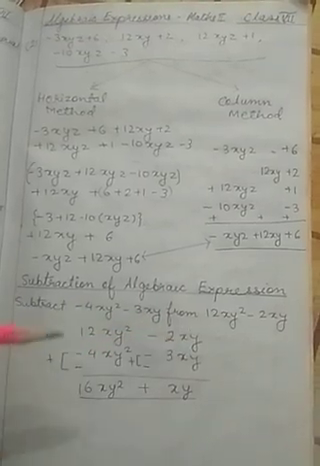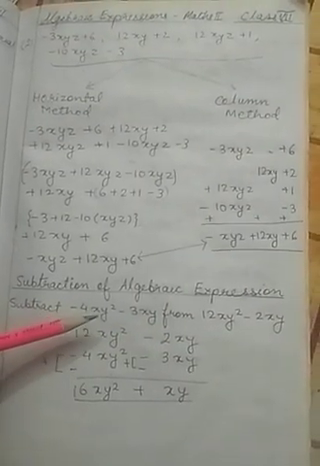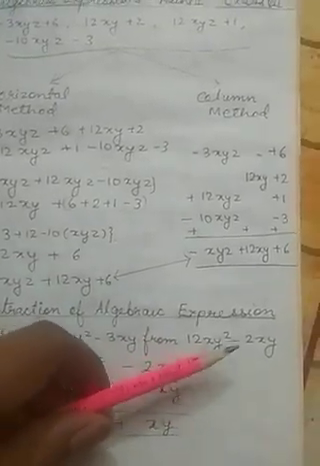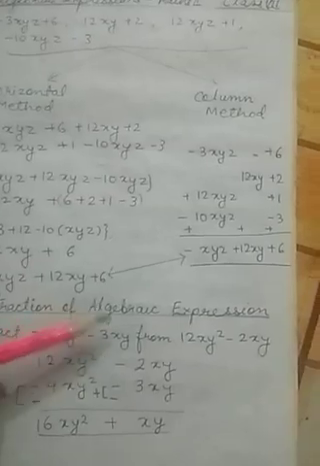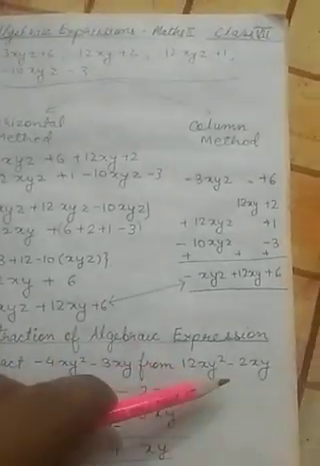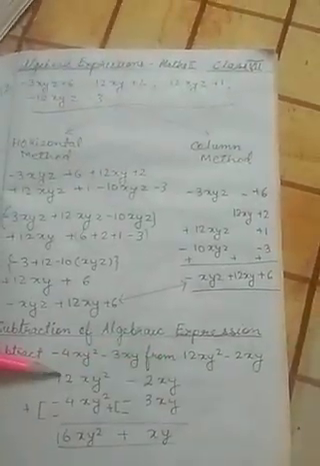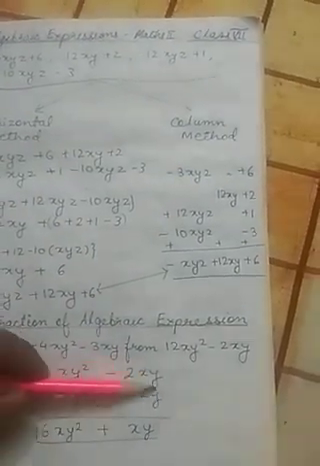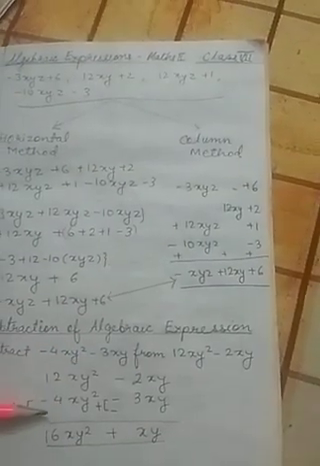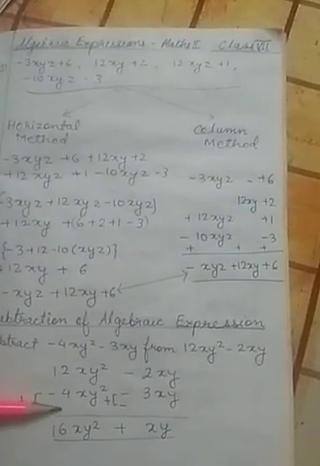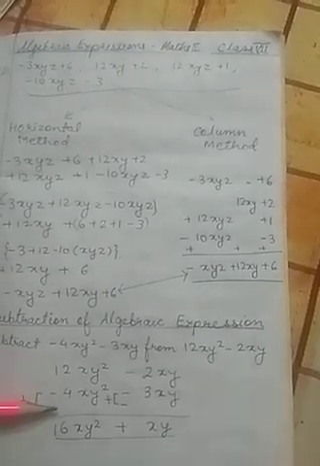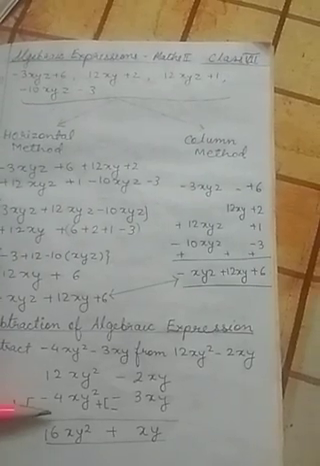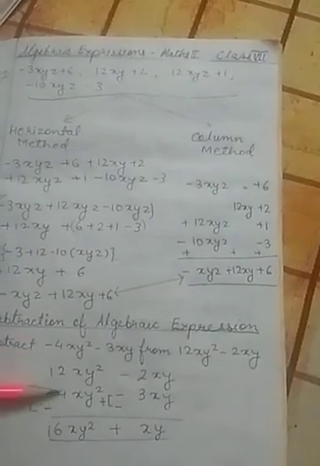Now here, subtraction of algebraic expressions. Subtract minus 4xy square minus 3xy from 12xy square minus 2xy. So this you have to subtract from this. So you will write it like this. I am using the column method. Then put the sign like this. Now at the below you have to do the subtraction part. It is very important that you try to do it like this only. Do not convert and then write. You better write the sign that is there.